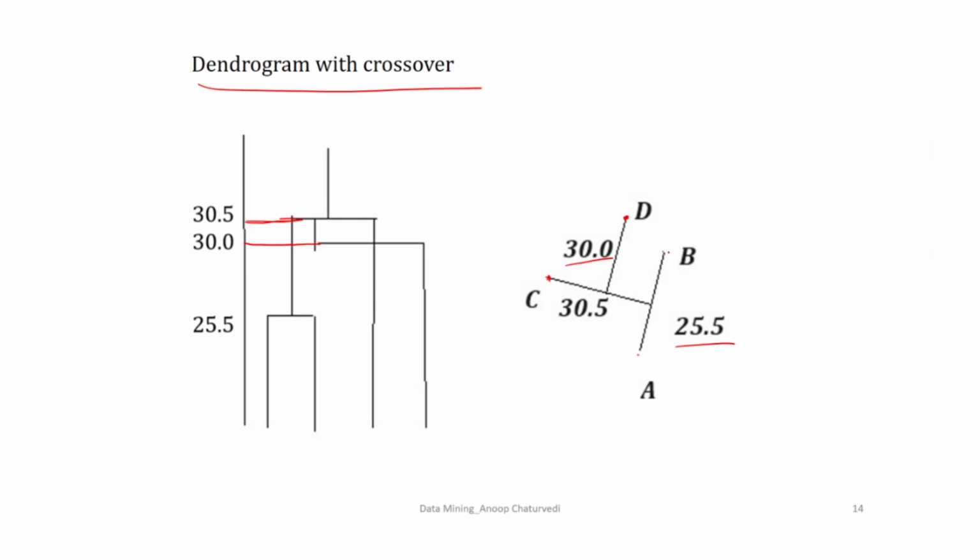So, first you are merging A and B, and then since C is closer to AB than C to D, we merge C with AB. But once you combine C with AB, the cluster ABC is at a distance 30.0 from D. So, you can say that there is a crossover or inversion.